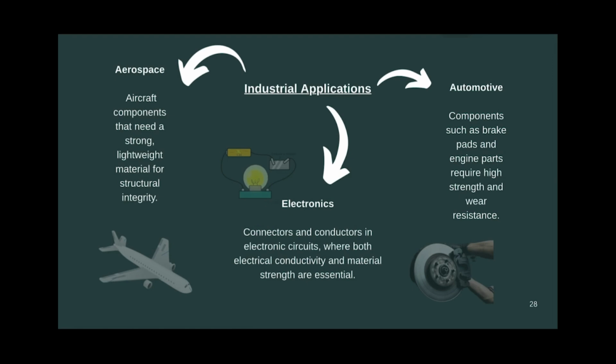The first one, it is being used in the aerospace industry, for aircraft components that need a strong and lightweight material for structural integrity. And the second one is in the automotive industry, with components such as the brake pads and the engine parts which require high strength and wear resistance. The third one is also being used in the electronic industry, which applies in connectors and conductors in electric circuits, where both electrical conductivity and material strength are essential.